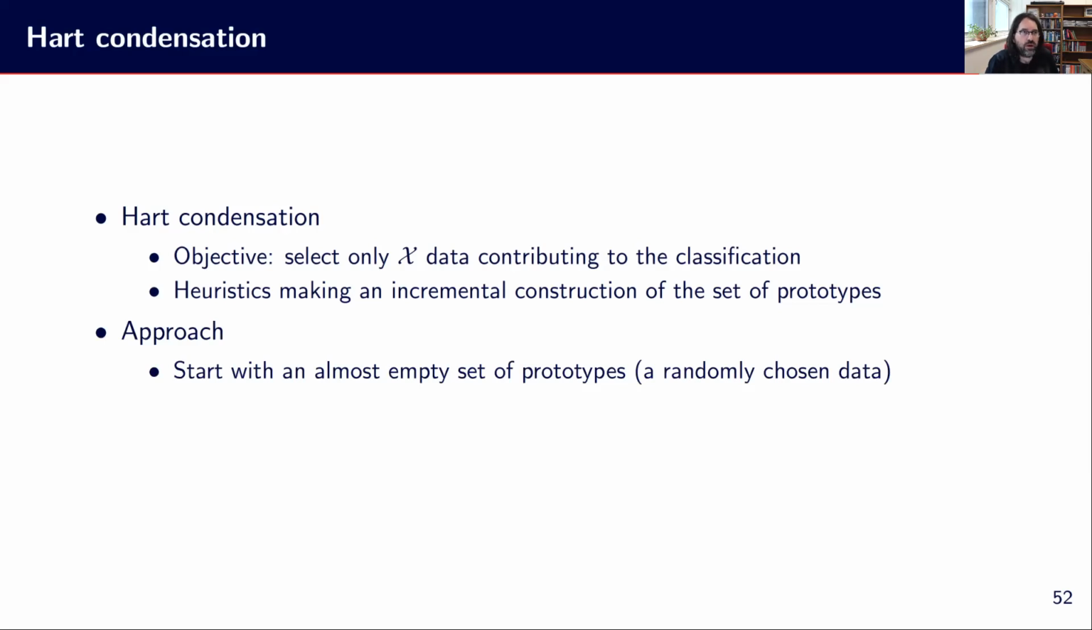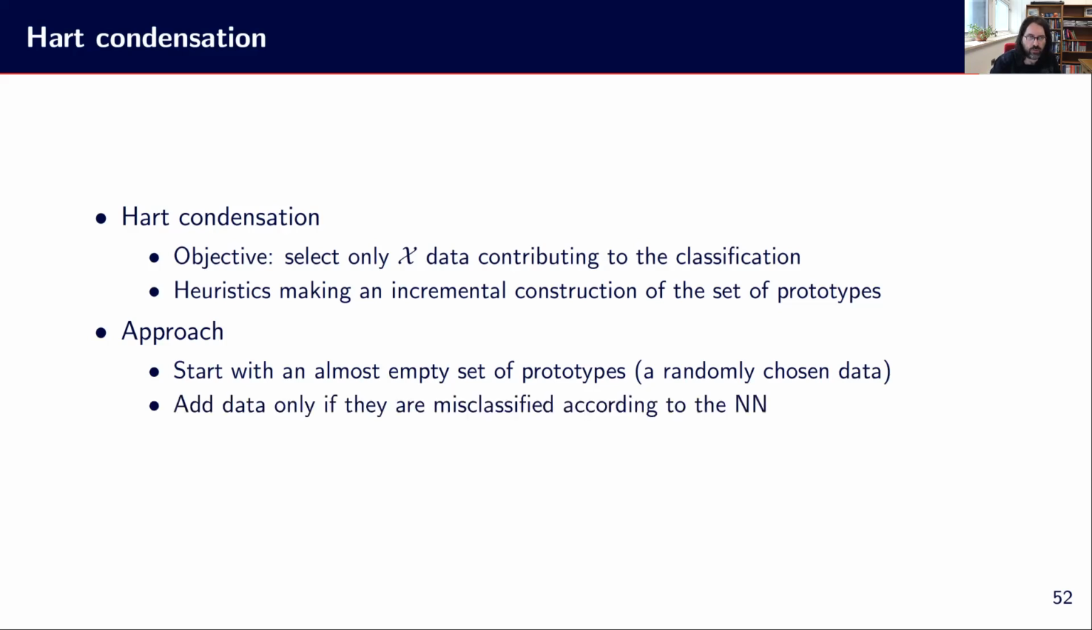So the approach with Hart condensation is to start with an almost empty set of prototypes. Usually we take some randomly chosen data from each class, one sample per class, for example. And then we add new instances only if they are required for achieving a good classification. We want to achieve perfect classification over the training set, so we want all the data to be correctly classified with a subset of it, according to the nearest neighbor rule. And we repeat this as long as there are misclassified unselected data.